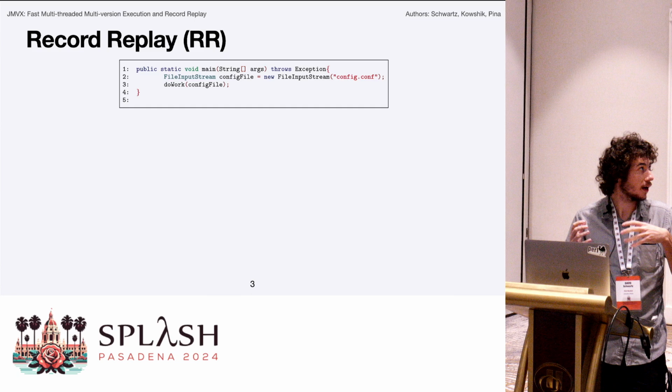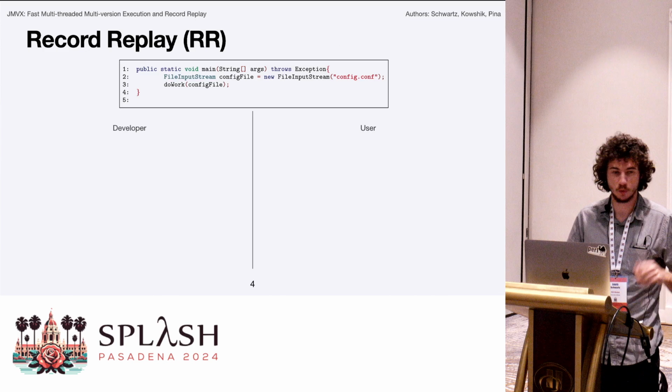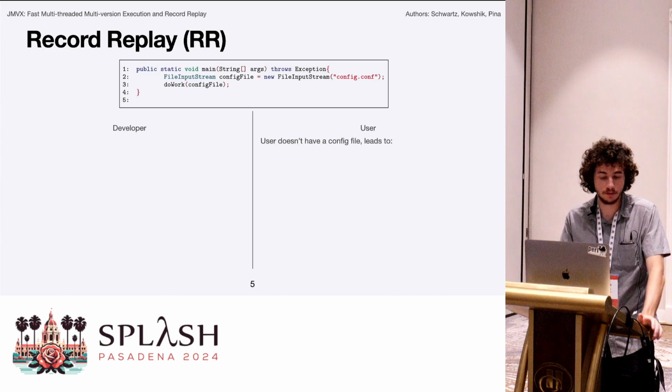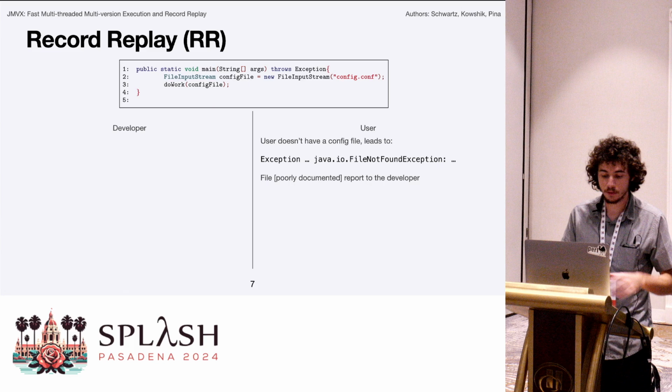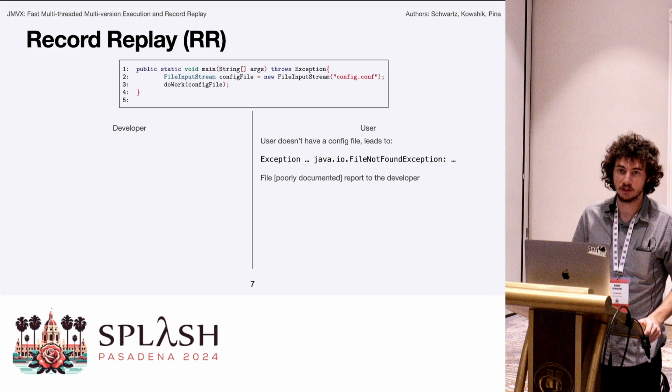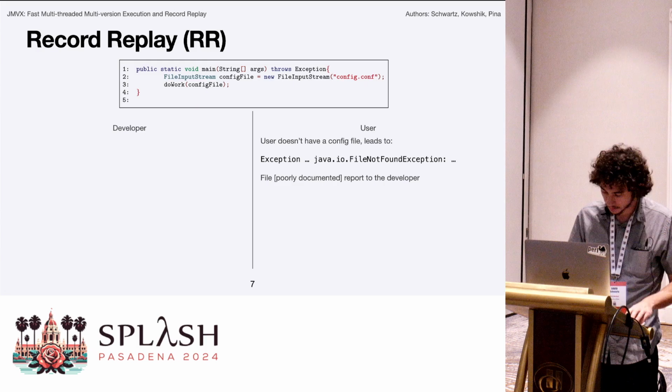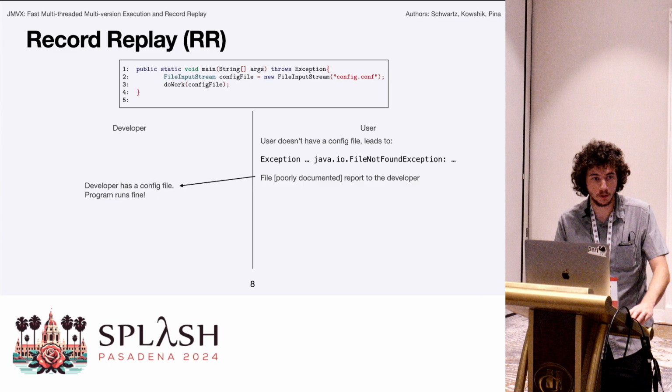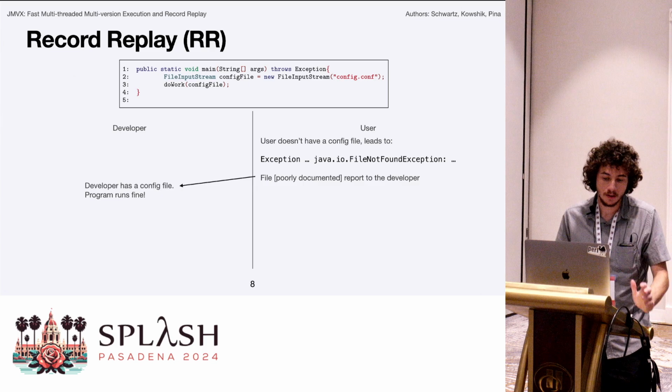And I'm going to tell a tale of two perspectives, one a user, one a developer. So a user can run this program, and if they don't have a config file, they'll get an exception. And they may go and file a poorly documented bug report to the developer that says something along the lines, oh, the program crashed at startup. The developer, upon getting the bug report, will attempt to recreate the bug. And if they have a config file, the program's going to run fine.